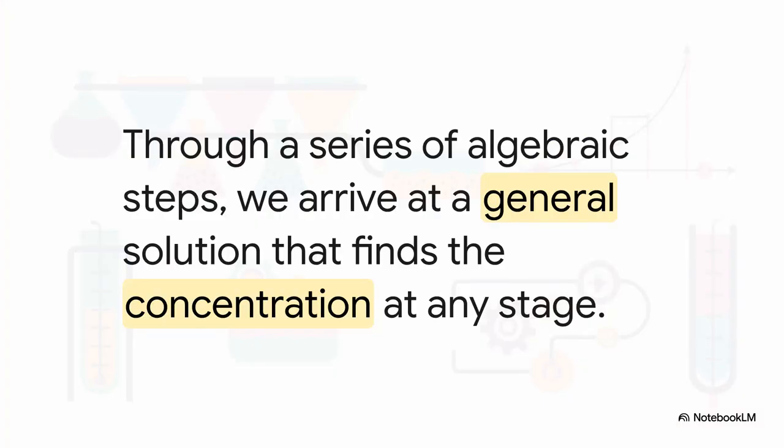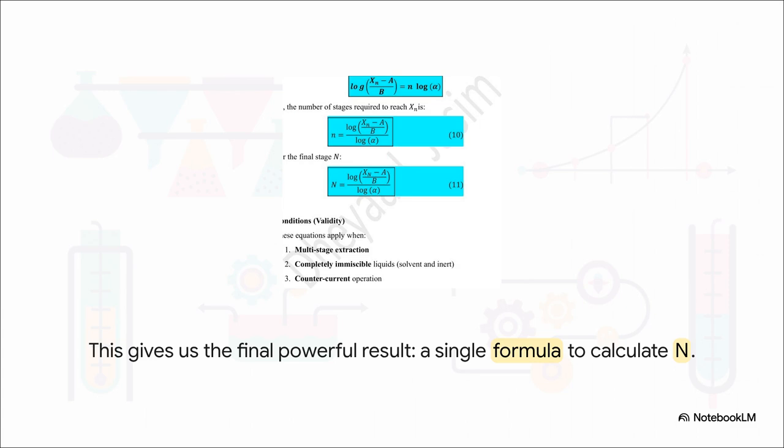From there, it's really just a series of clever algebraic moves. We're not going to bore you by going through all the math, but just know that the end result is this really powerful formula that can predict the concentration of our chemical at any stage you want in the whole process. And here it is, the payoff. After all that math, we get this, a single, elegant formula to calculate N, the total number of stages. You literally just plug in your starting and ending concentrations and that alpha value we talked about, and bam, the answer pops right out.